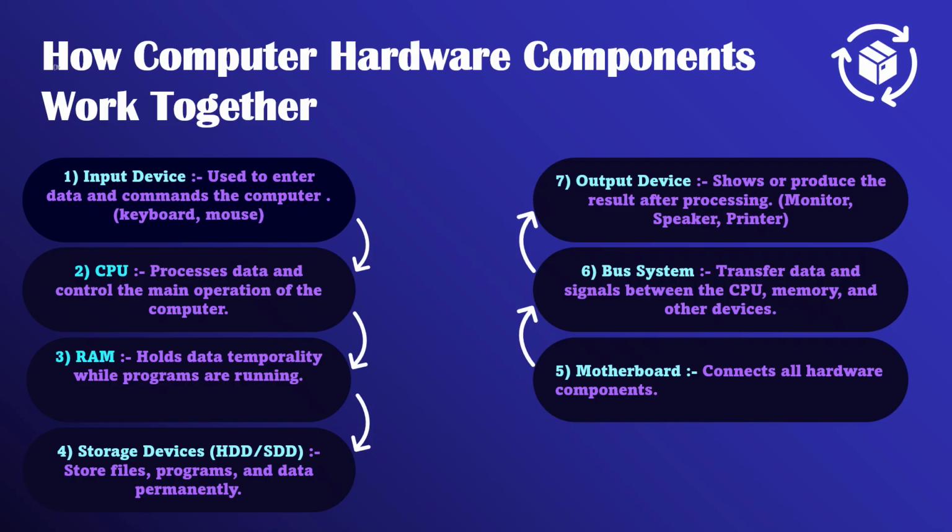All of these components are physically connected to the motherboard, which acts like the skeleton of the computer, linking every part together. Data travels between these parts using the bus systems, which transfer signals between the CPU, memory, and other devices, almost like a highway carrying traffic between different parts of a city. And finally, once everything has been processed, the result is shown to us through output devices such as a monitor, a speaker, or a printer.